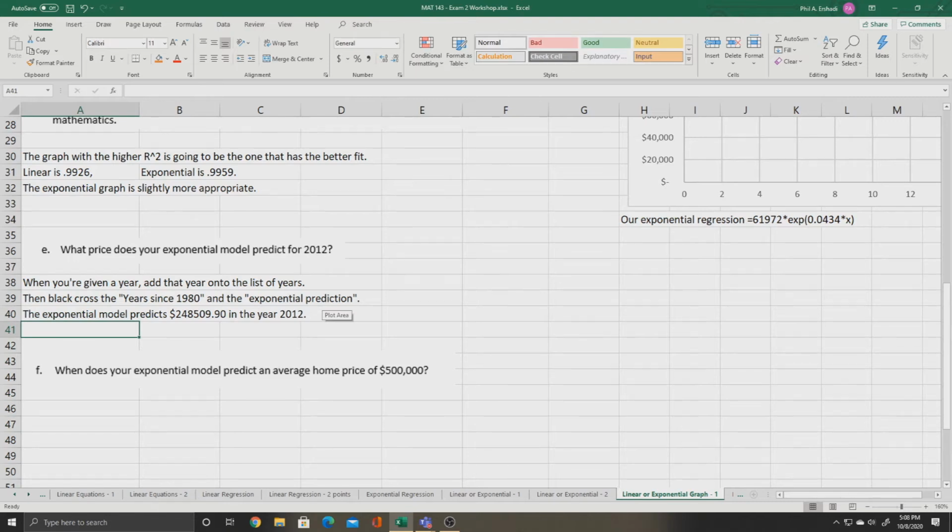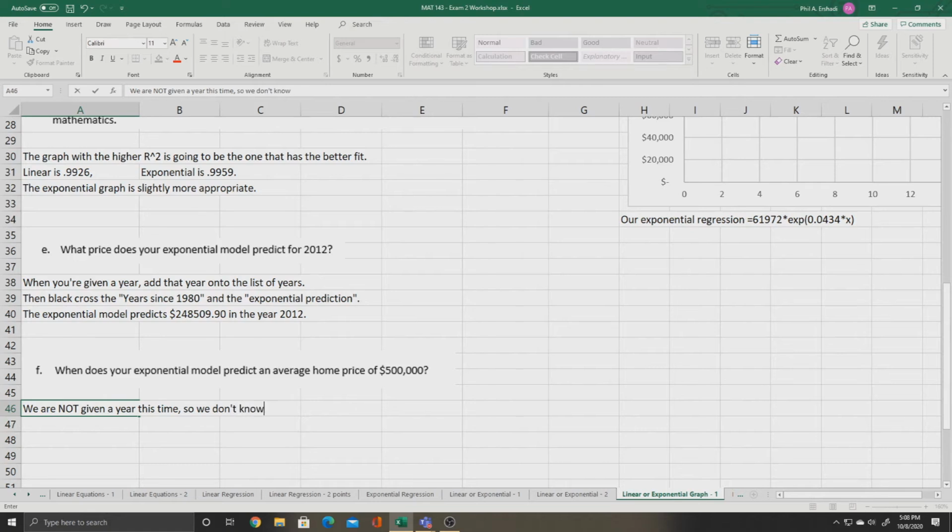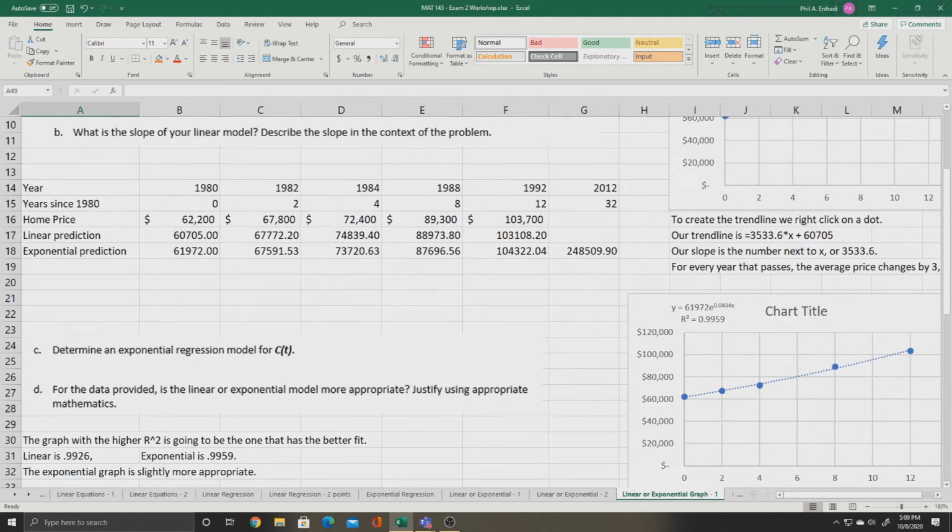Now, we are also asked, when does the exponential model predict an average home price of $500,000? So we are not given a year. So we don't know what X should be. Now, when you don't know what X should be, we need to use goal seek. And we'll goal seek the prediction to $500,000. So we are going to click on our exponential prediction and use goal seek.